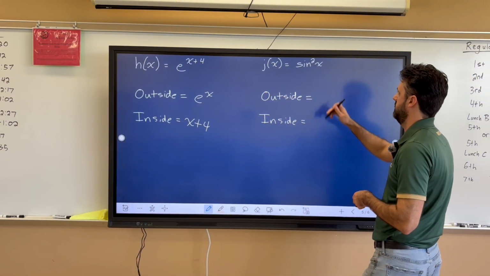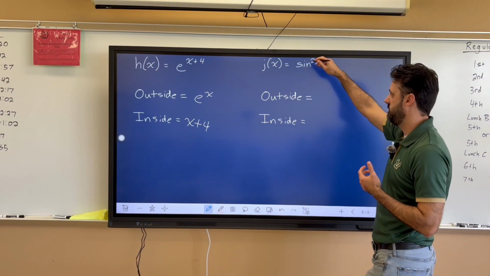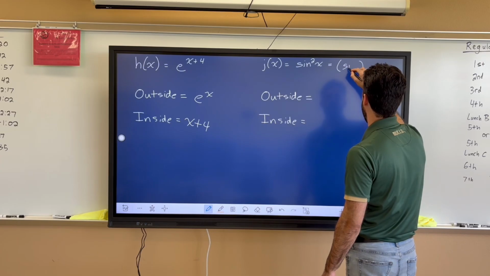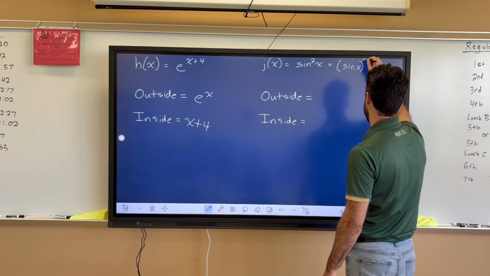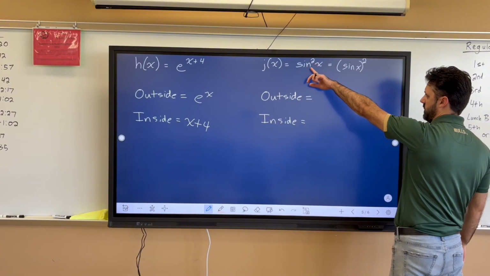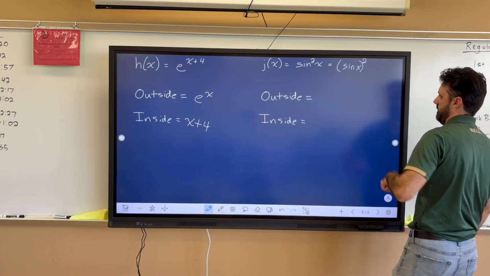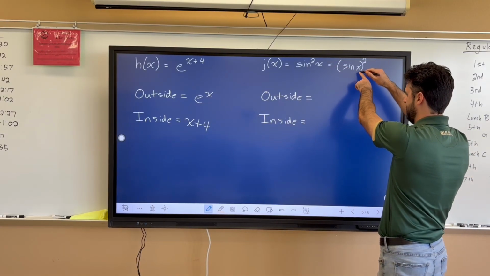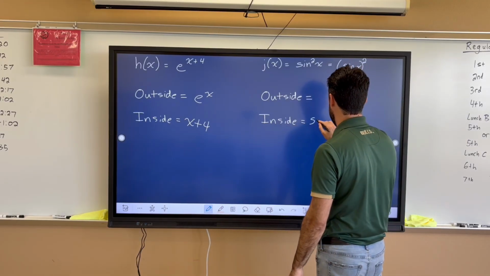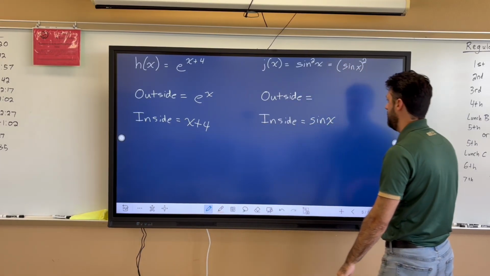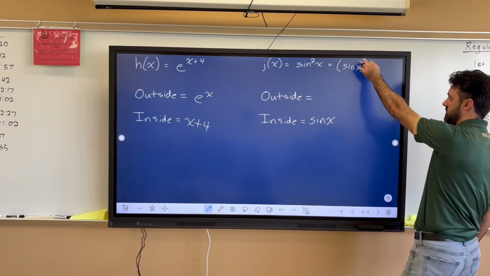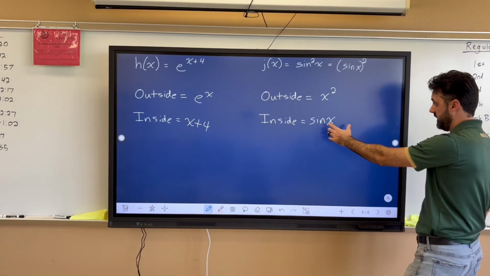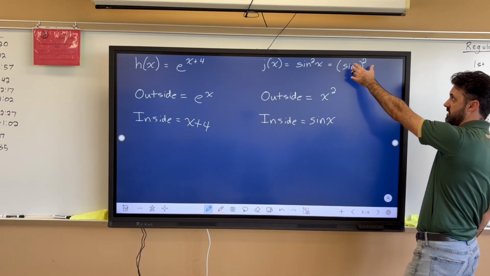All right, j of x. This notation is a little bit misleading whenever it says sine squared of x. A better way to write it is sine of x all being squared. Whenever you have an exponent on a trig function, it's probably better to write it like this. So inside the parentheses is not just x, it's sine of x, and that's our inside function. The outside function is something squared, and again, we'll call it x squared. If I plugged in sine of x for this x, we're right here now.